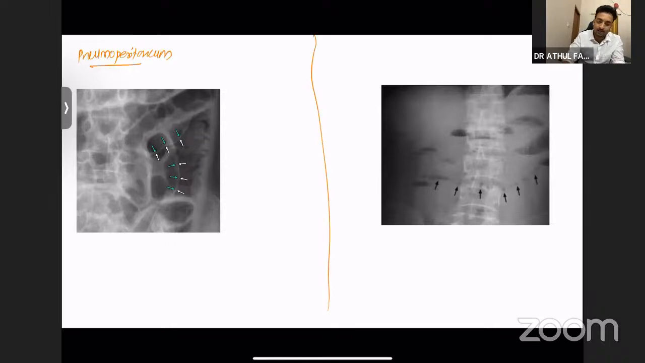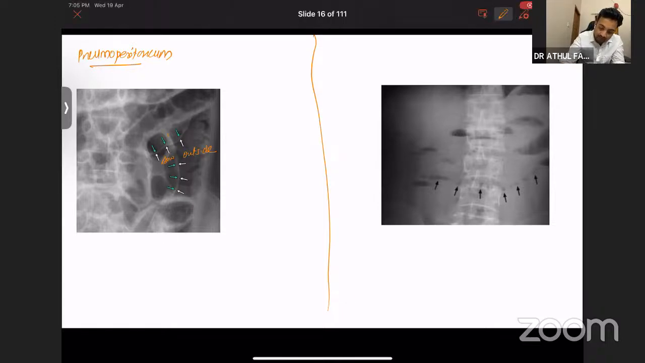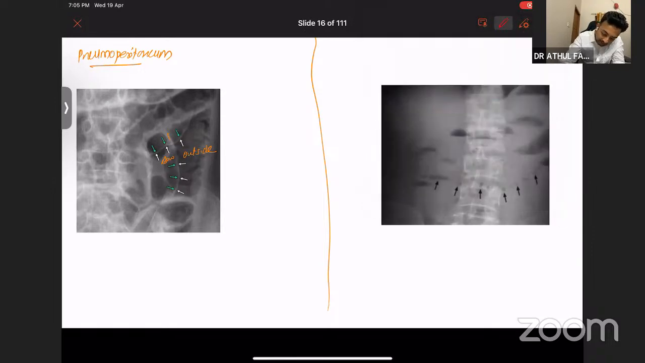What happens in pneumoperitoneum is there will be air inside the bowel and outside the bowel. So we are able to see the bowel wall because of the air inside and outside the bowel. So that is Rigler sign. And what are the other signs you should know?